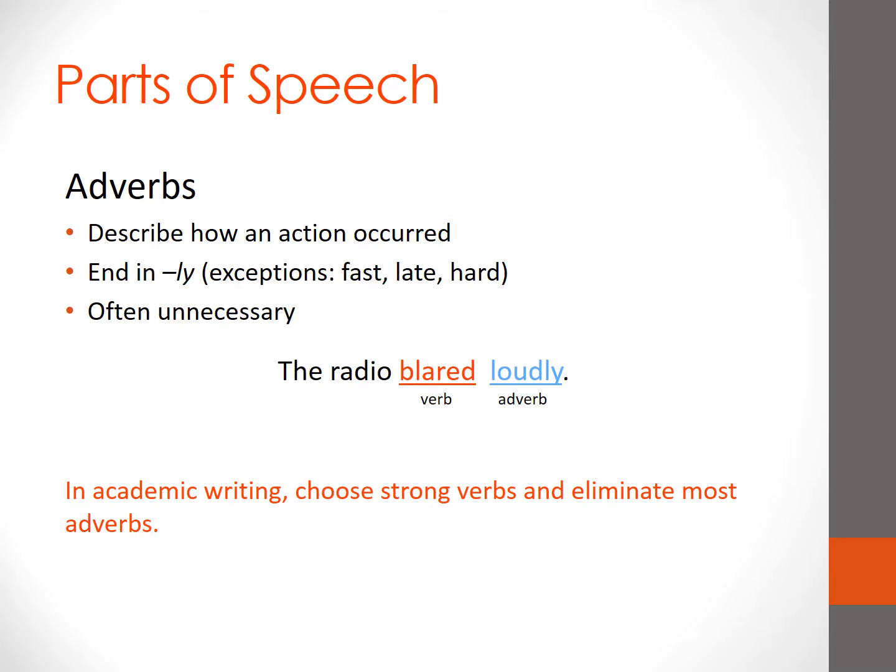Often, adverbs are unnecessary. Consider this sentence when we use a strong enough verb. The radio blared loudly. We really don't need that adverb to understand that sentence. So in academic writing, choose strong verbs and eliminate most adverbs.